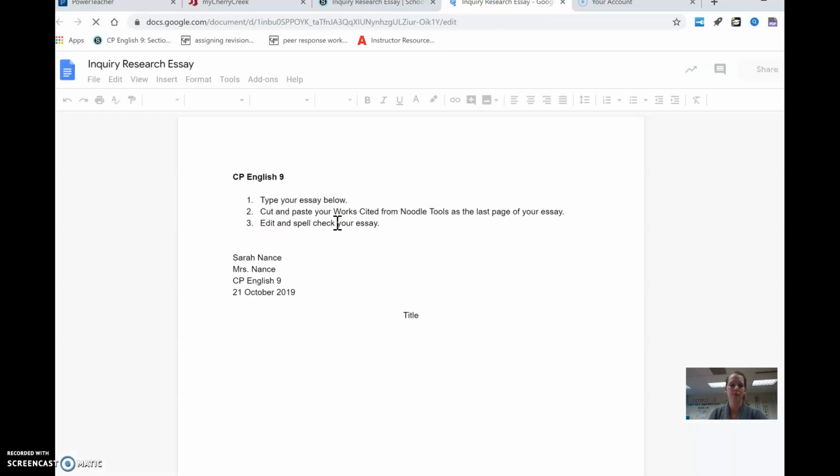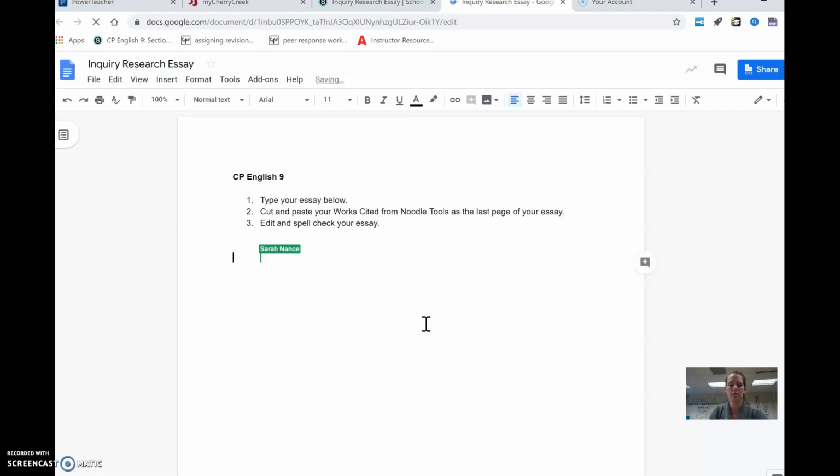So you'll go ahead and click on that, and then it should pull up a document for you to start typing. One thing that you'll see when you pull this up is yours is going to look blank. And so it says type your essay below, cut and paste your works cited from Noodle Tools as the last page of your essay, and edit and spell check. So you can do the works cited from Noodle Tools later. Okay, these are just reminders for you to check off before you submit it for good.